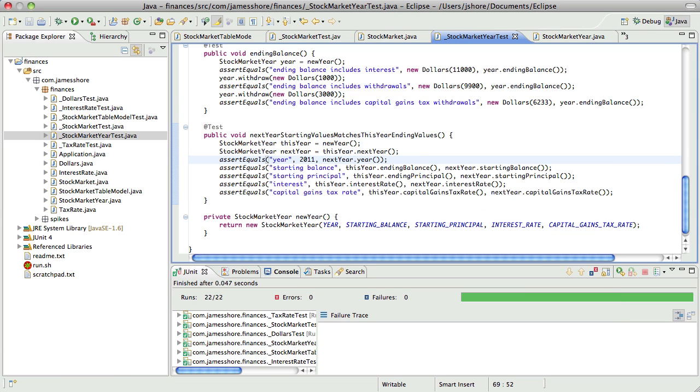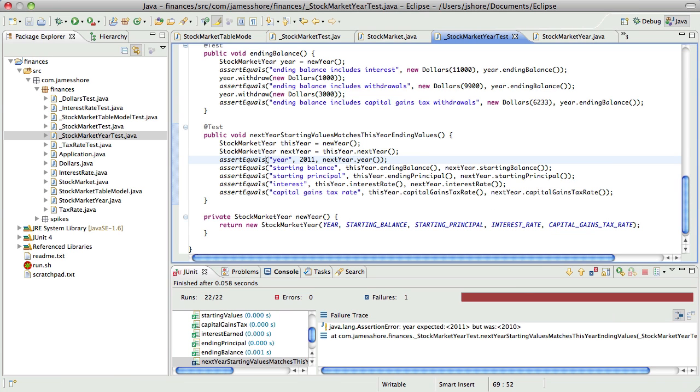That's going to fail, which is a good spot for us to pick up next time.